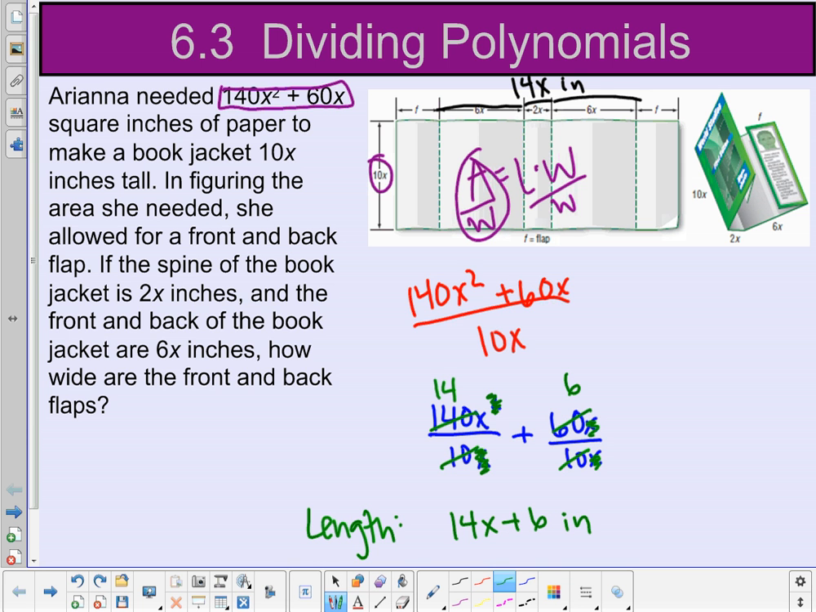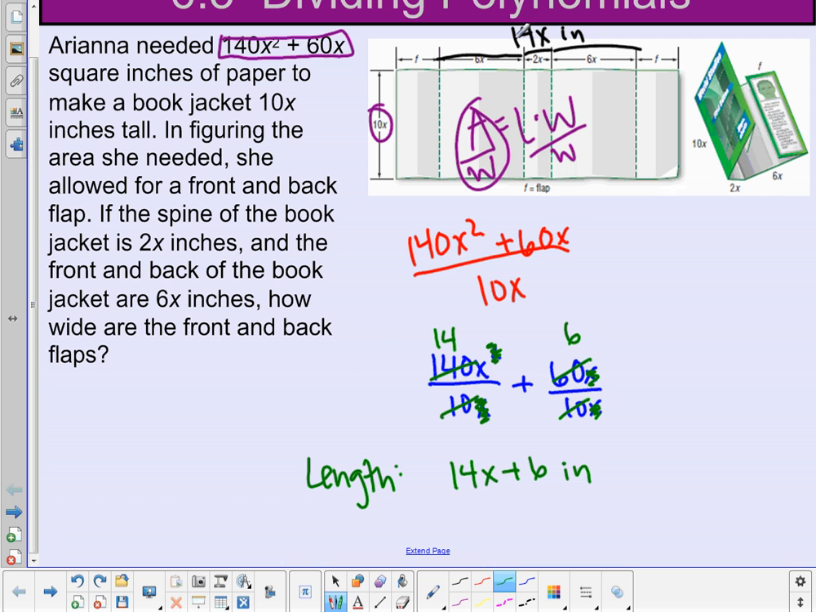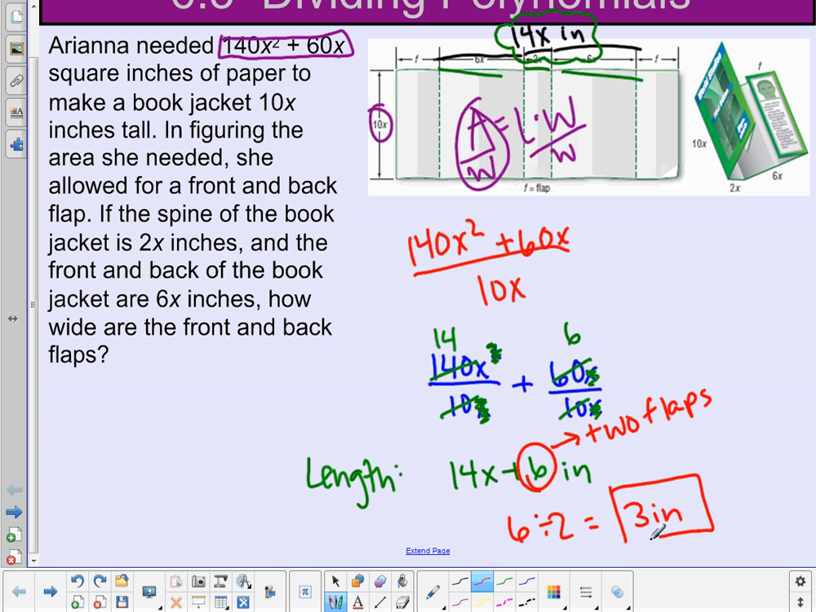Well, we know the 14x part. The 14x part comes from the spine and the front cover and the back cover. So that must mean that this 6 is for the two flaps. And since it's 6 for two flaps, I take 6 and divide it by 2 and get 3 inches for each side, for each flap. So I took the area, I divided it by the width, that gave me the total length, and then I got rid of the part I already knew and divided it by 2 because of the two flaps.